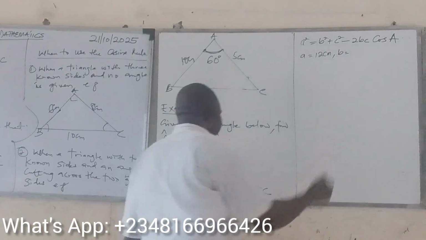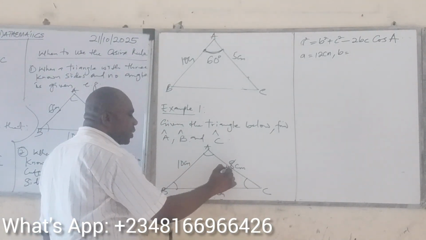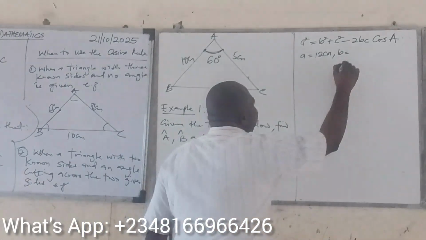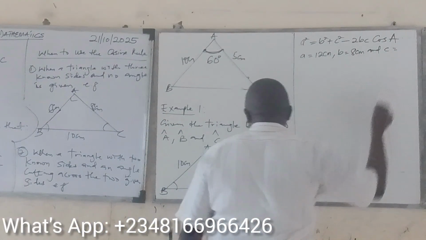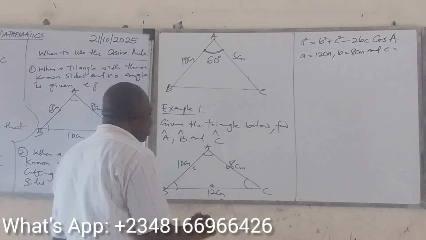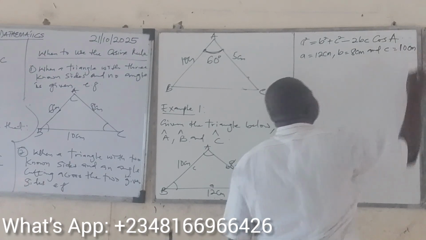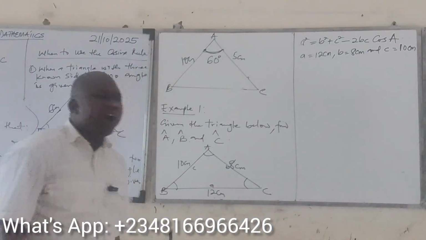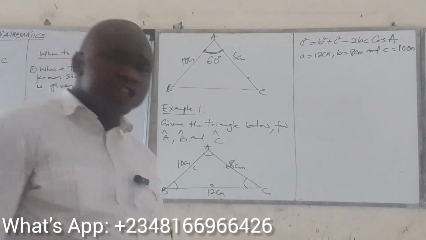Now let's look at b. This is our big B. The side facing big B is this side. So we have small b here. So our b is 8 centimeters. And c is the side facing our big C. This is our big C. So this is our small c. So c is 10 centimeters. So now we have identified our small a, small b, and of course small c.